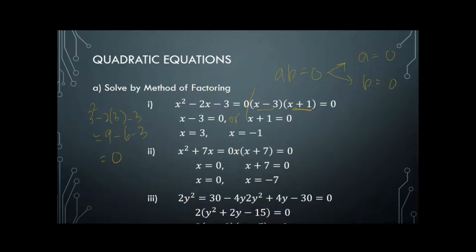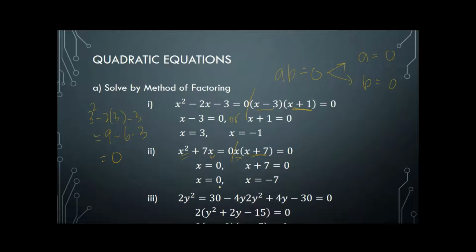Now let's see the second example here. Actually this is supposed to be another line, maybe something went wrong with the PowerPoint. So now here we have x squared plus 7x equals 0. We can see that x is actually the common factor. We have x here, we have x here, so we extract the x out. So we have x multiplied by x plus 7 equals 0. And from here, x is 0 or x plus 7 is 0, right?